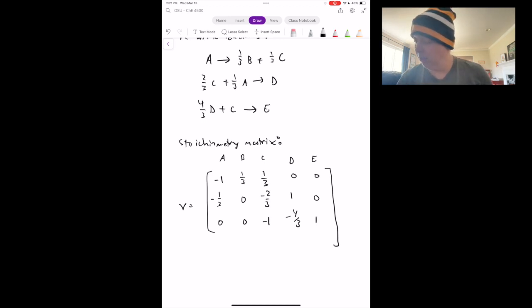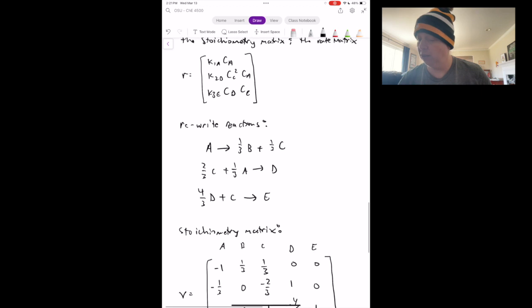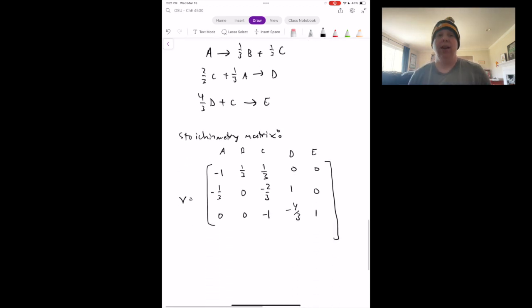All right, so now we have the 2 things we need to write net rates, and those are the individual reaction rates as well as the stoichiometry matrix. And now we can substitute this into any nonlinear equation solver. I'm going to use Python and Google Colab.